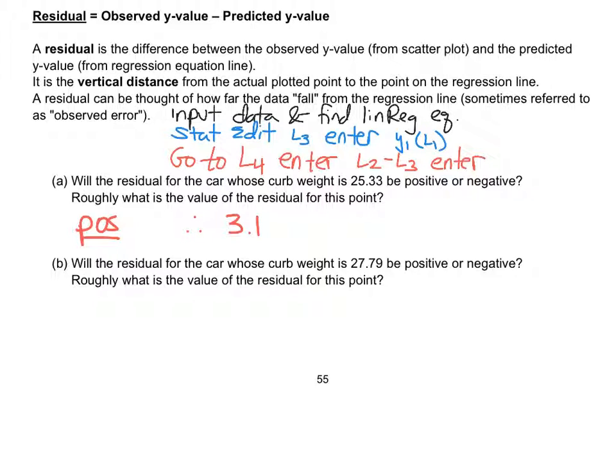So the triangles are for therefore. The fact that I rounded it to 3.1 is to address the fact that we're allowed to do it roughly. All right. So then, one sec, the second one is asking us to determine whether it's positive or negative. It is negative because 27.79 corresponds to the negative 6.1. So therefore, we're looking at about negative 6.1, exactamundo.